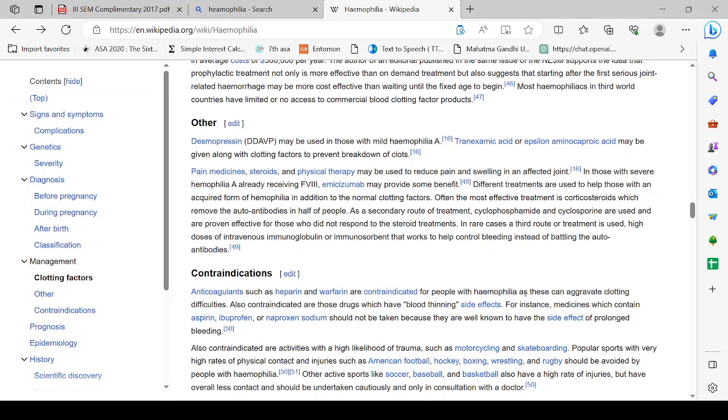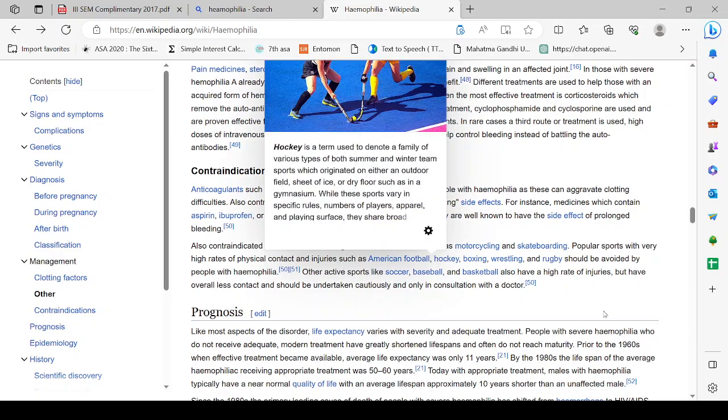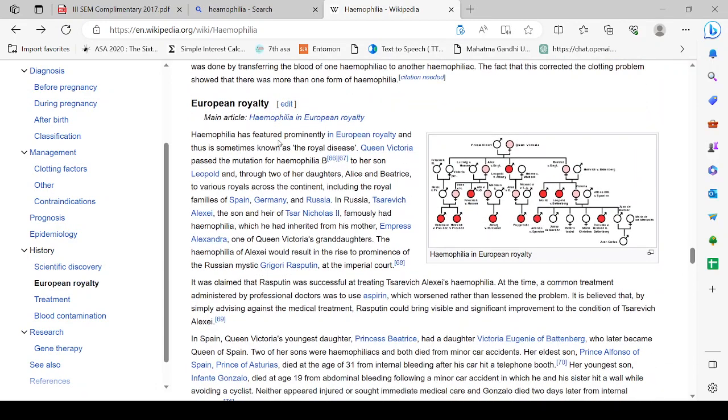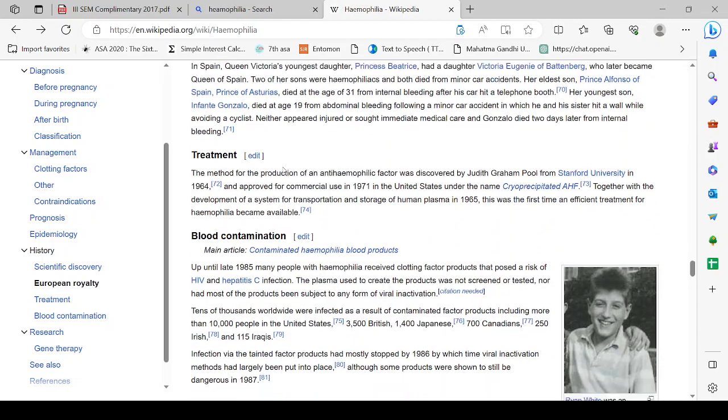One important thing is that we have to make sure unnecessary cuts and bruises do not take place. But even if there is some injury or bleeding from your body, by giving a clotting factor injection, we can control the haemophilia. So this is an idea regarding haemophilia, and this is very detailed. Here you can see that in the European royal family, Queen Victoria passed the mutation of haemophilia B to her son, and almost all the members after that had this disease. That is why it is known as the royal disease.